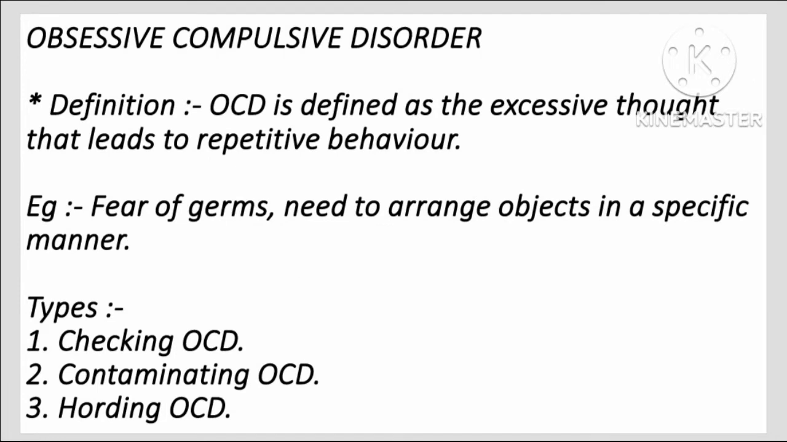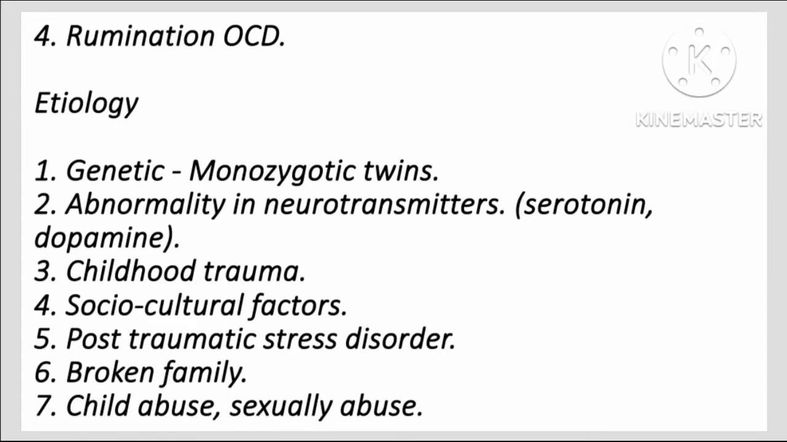Obsessive compulsive disorder, OCD. Definition: OCD is defined as excessive thought that leads to repetitive behavior. For example, fear of germs and need to arrange objects in specific manner. Types of OCD: checking OCD, contaminating OCD, hoarding OCD, rumination OCD. Etiology: genetic, in that monozygotic twins, abnormality in neurotransmitters such as serotonin, dopamine. Childhood trauma, sociocultural factors, post-traumatic stress disorder, broken family, child abuse, sexual abuse.